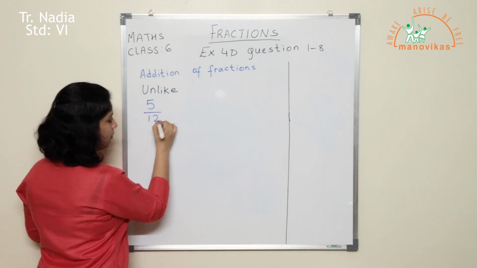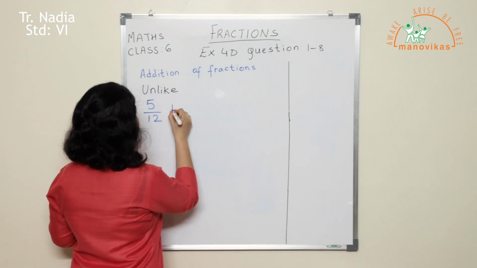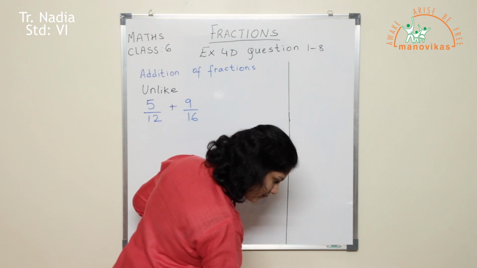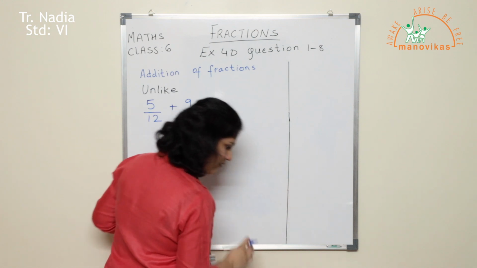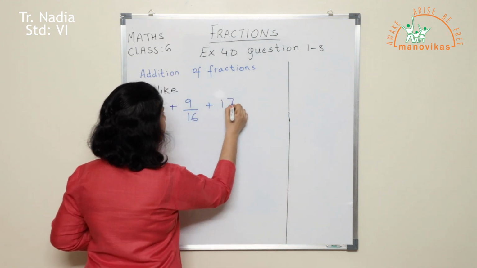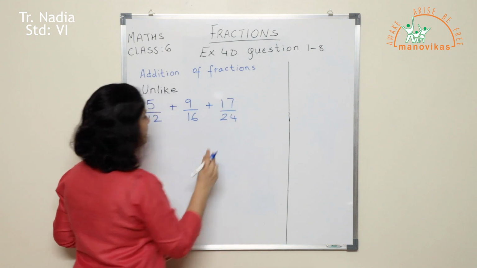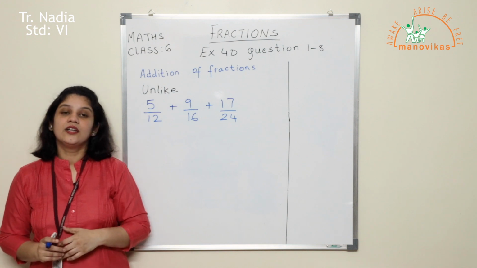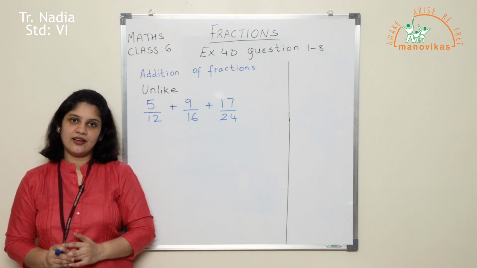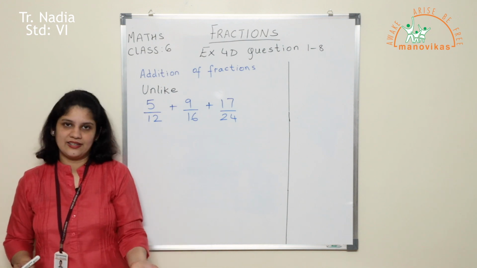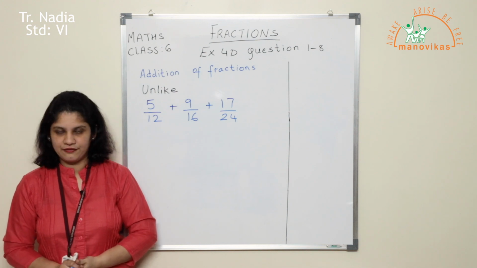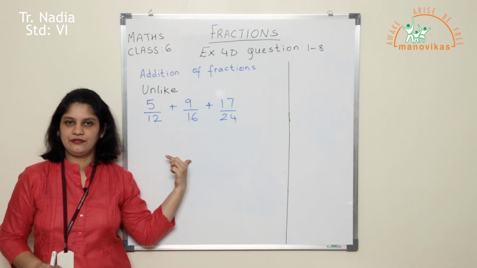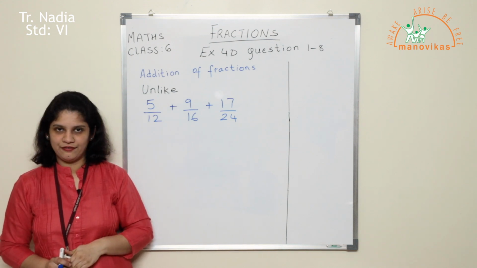I have 5 upon 12 plus 9 upon 16 plus 17 upon 24. So the denominators are all different. They are unlike fractions. Now what do you do when the fractions are unlike? Now you cannot add them directly as we did in the like fractions. Here you have to first make the unlike fractions into like fractions.